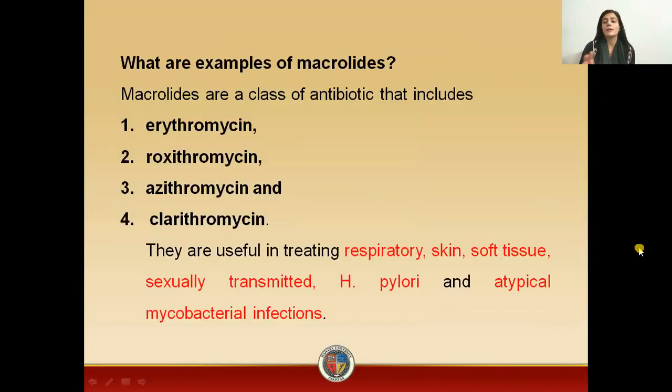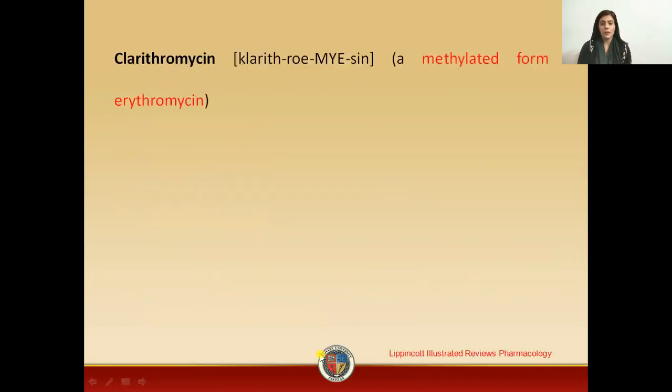Now, what are the examples or what are the drugs which are included under the category of the macrolides? These are erythromycin, azithromycin, roxithromycin, clarithromycin. So these are the drugs which are basically active against the respiratory tract infections, soft tissue infections, sexually transmitted infections, H. pylori, and atypical mycobacterial infections.